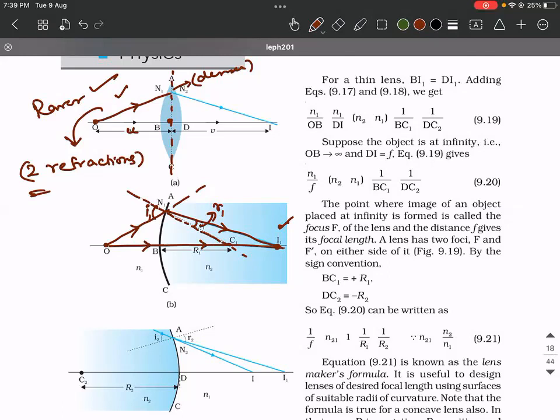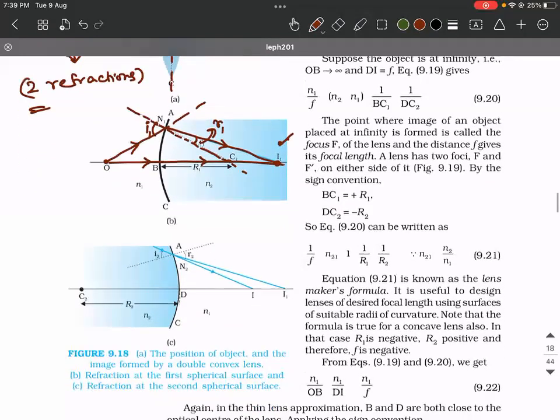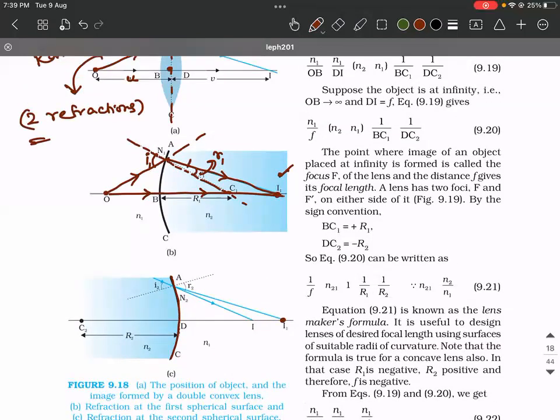Now this I1 will start acting as an object for the second refracting surface in such a way that for the second refracting surface, which is like this, right? Even before that, if I take a part of this ray that has got bent, so this part is there, no? So this part is this.